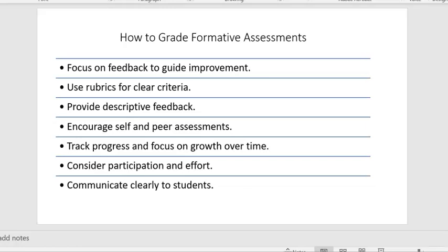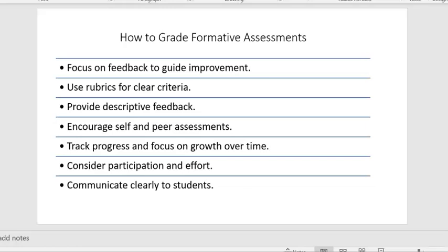So how to grade formative assessments? You want to focus on feedback to guide their improvement. Use rubrics for clear criteria, especially if you are grading something or you're doing a formative on something that involves writing. Sometimes that can be very hard to objectively assess without a rubric.